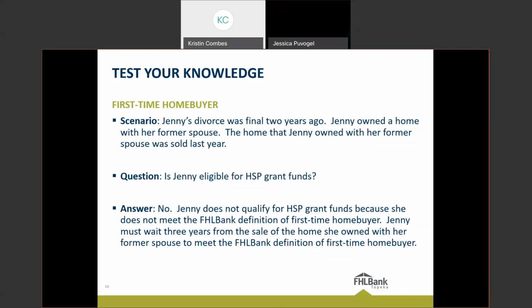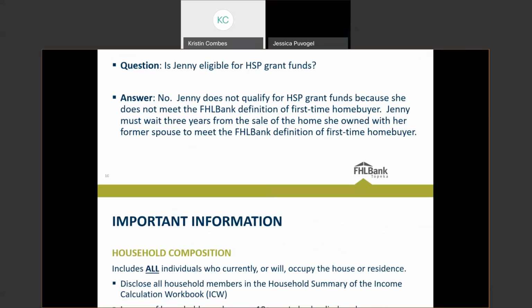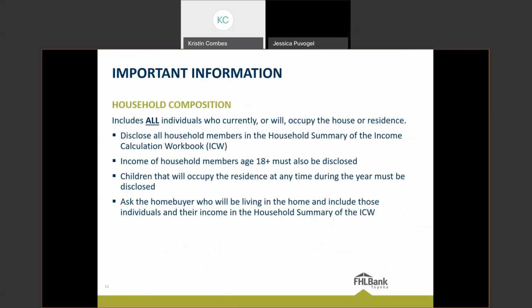The first-time homebuyer definition concludes the changes to the 2021 HSP. Now I'd like to go over some common errors that we see and how to prevent them. Many times during disbursement review, we discovered that not all of the household members and their income were disclosed at reservation. FHLBank's definition of household includes all individuals who currently or will occupy the residence. The household members and their income, if applicable, are required to be disclosed on the income calculation workbook.